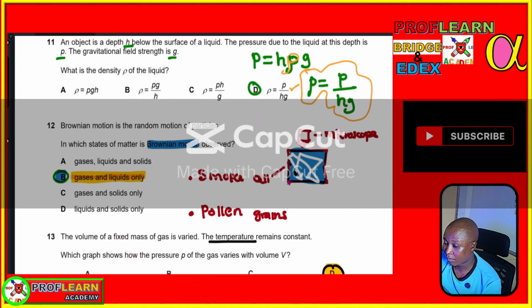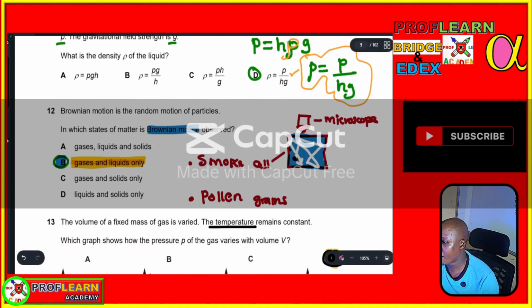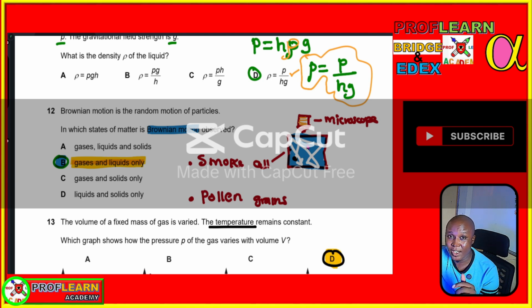What's Brownian motion? Remember, if you observe a smoke cell, whereby we have some smoke inside there, using a microscope you will see the particles of smoke moving in a random motion, because these particles are colliding with invisible air molecules which are constantly in random motion. That is why you are able to see the specks of smoke moving randomly.